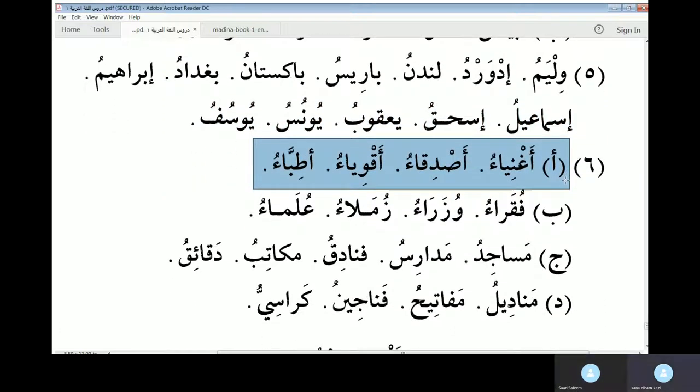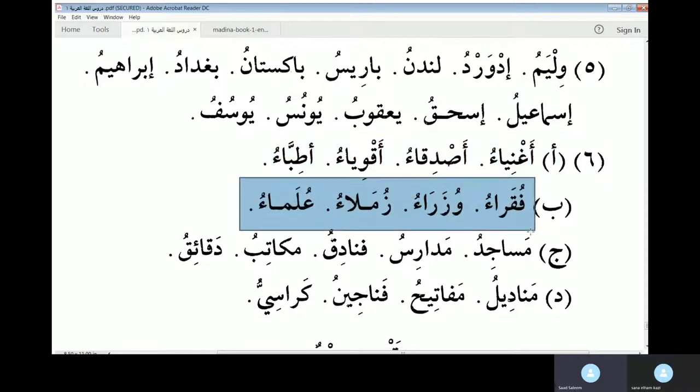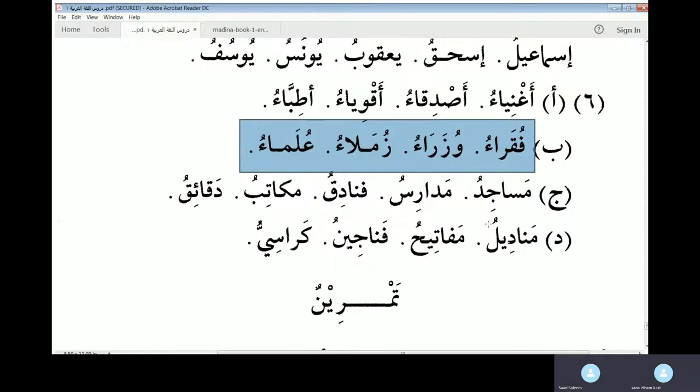Aghniya'u, Azdiqa'u, Akhtabiya'u, Atibba'u. It's like the broken plural af'ila'u. Pattern of af'ila'u, okay. Ukhara'u, Wuzara'u, Zumala'u, Ulama'u. This is like the fu'ala'u pattern of broken plural.